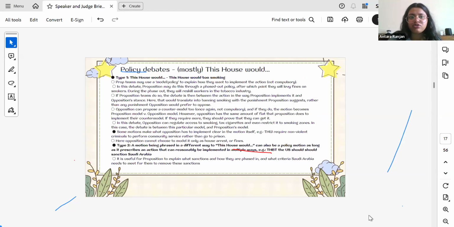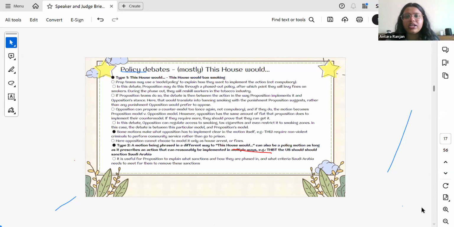So these are your types of motions. You have policy debates. Policy debates come in two types. One is the obvious, this house would ban smoking. Another is this house believes that the US, right? How do you tell a policy debate is a policy motion? It is always an action that the government has to perform. It's an action that requires the government to implement a policy.